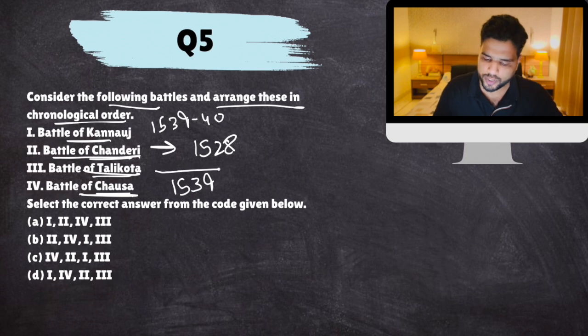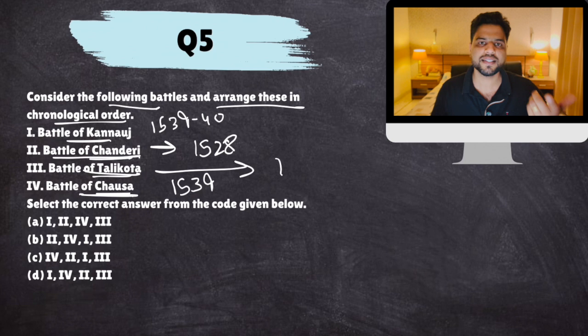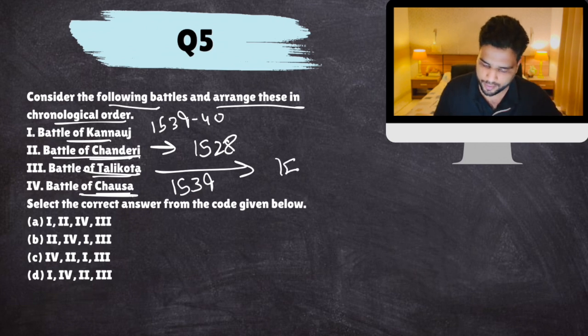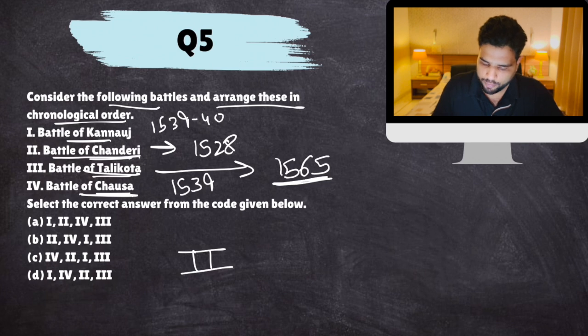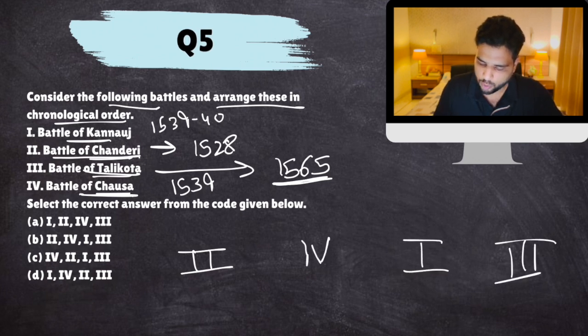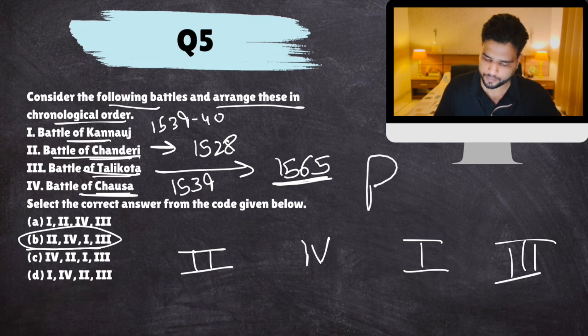The Battle of Talikota was in 1565, and we have discussed this. It was between the Deccan Sultanates and the Vijayanagar Empire. Remember? It was basically the destruction of the Vijayanagar Empire. So, Battle of Chanderi, then Battle of Chausa, then Battle of Kannauj, and then Battle of Talikota. So, 2413. 2413. D. Okay, next.